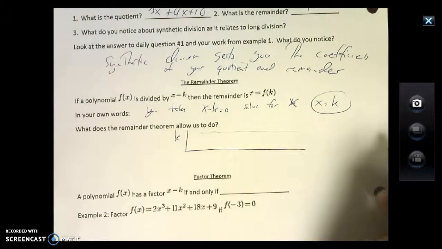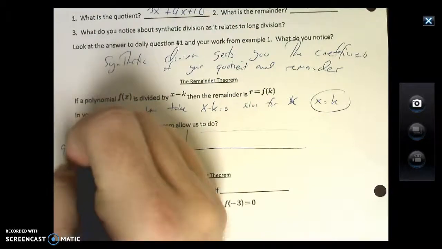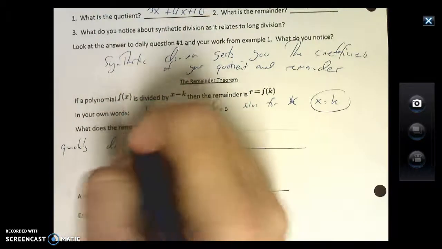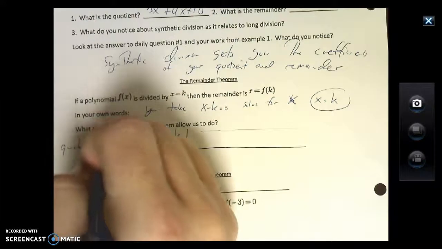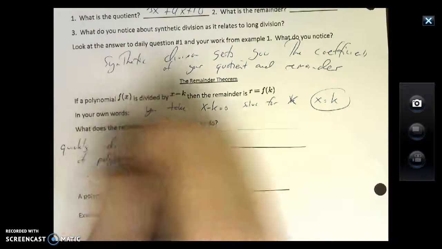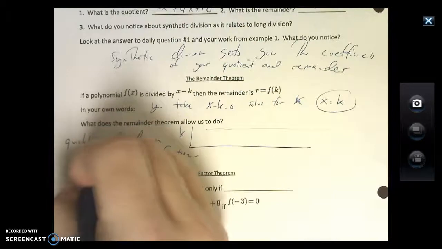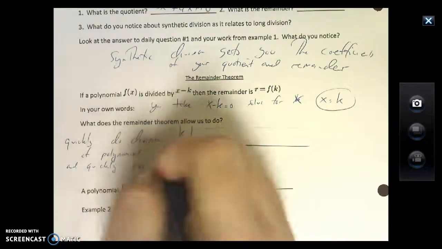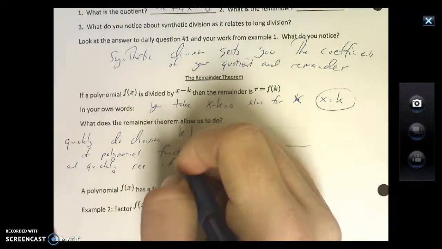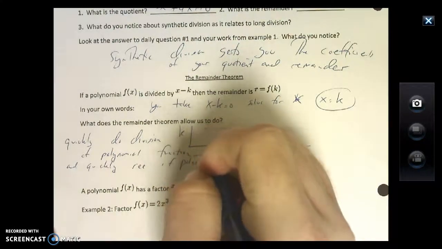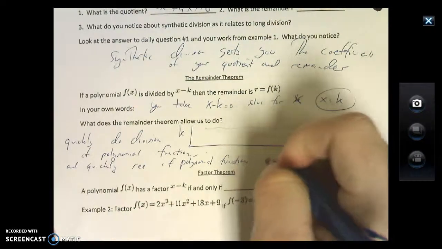What does the remainder theorem allow us to do? It allows us to quickly do division of polynomial functions, and quickly see if polynomial functions evenly divide into other polynomial functions. Evenly.